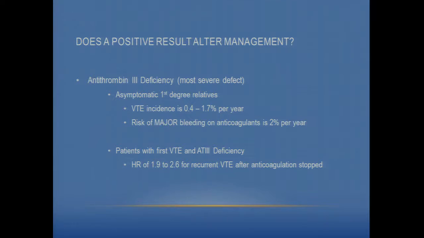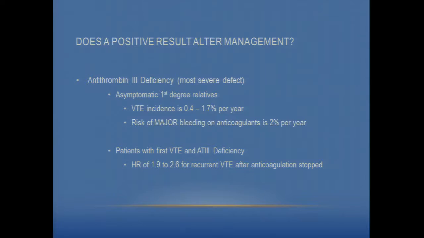So based on published reports, we know that the incidence of venous thromboembolism in an asymptomatic person carrying the antithrombin 3 deficiency is somewhere between 0.4 to 1.7% per year. Let's call it 1%, 1% per year. So is that a significant risk for venous thromboembolism? Well, 1% doesn't sound like a lot, but it's 1% per year.